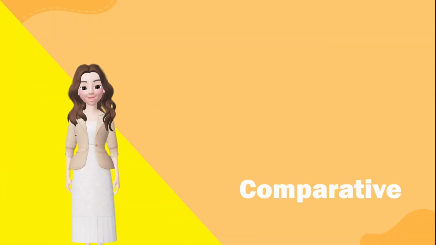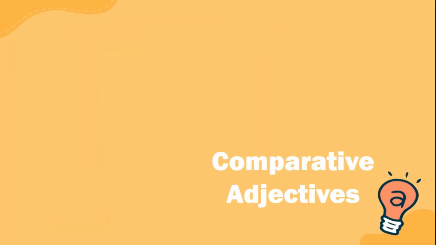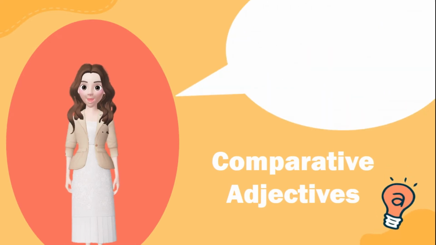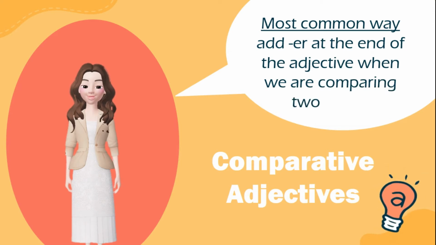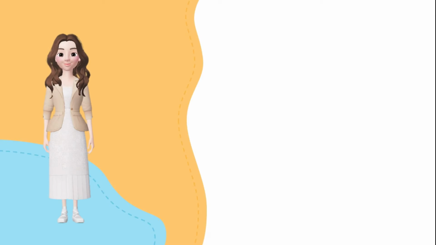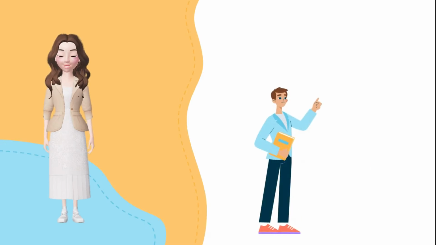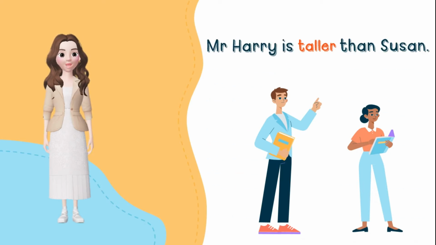Let's look at comparative adjectives. Comparatives are adjectives that compare only two things. The most common way is to add er at the end of the adjective when we are comparing two things. Now, take a look at Mr. Harry and Susan. I would like to compare Mr. Harry and Susan using the comparative taller. So, I would say Mr. Harry is taller than Susan.